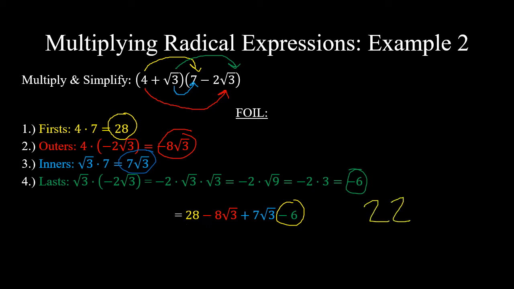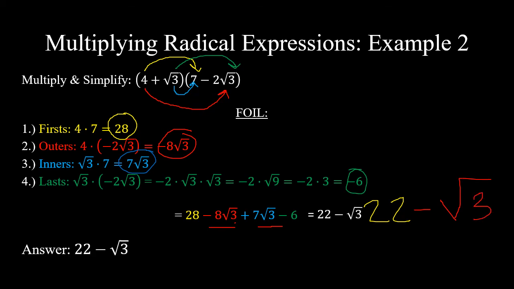And I can also combine the negative 8 square roots of 3 and the 7 square roots of 3, right? Same index, same radicand. The index is 2, the radicand is 3. So 7 square roots of 3 minus 8 square roots of 3 leaves us with negative 1 square root of 3. So I'm just going to write it like this, which gives us our answer, 22 minus the square root of 3. All right, so that's how that simplifies. So it was a bit more complicated, but not too bad. It just involved a little bit more multiplication and simplification. But if you work through it step by step, you can certainly do it.